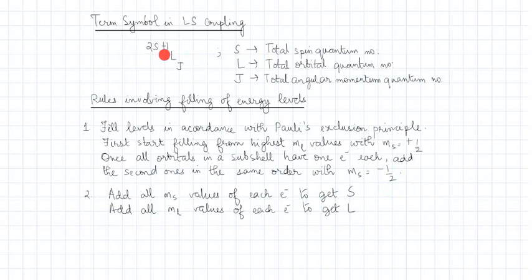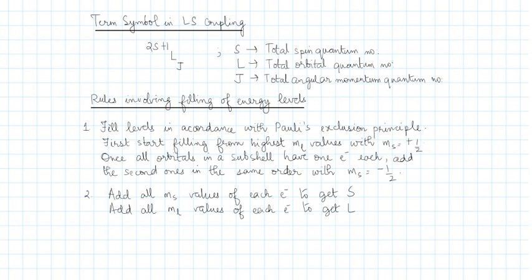This is how an energy state is represented. The state is named with capital L, with a superscript of 2S plus 1 and a subscript of J, where S, L and J are respectively the total spin quantum number, orbital quantum number and angular momentum quantum number. Now, with regard to the filling of energy levels, there are certain rules involved.